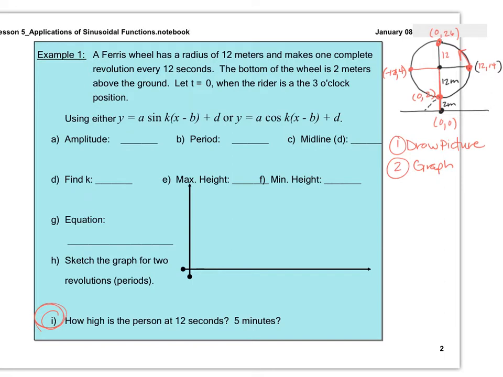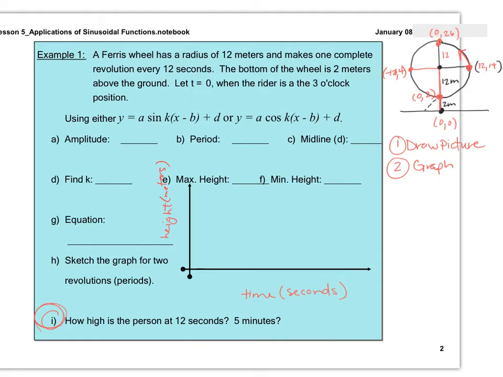So for our two axes, on the x-axis I'm going to label that time in seconds. Each revolution is 12 seconds. And then the other thing that's going to be important is the height. So I'm going to label this one height, and it will be measured in meters. All right, now let's think about how long this ride is going to take. 12 seconds gets me one time around.